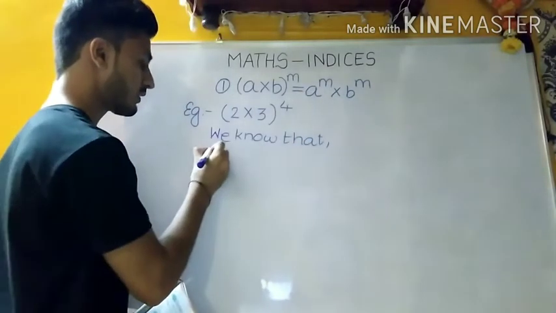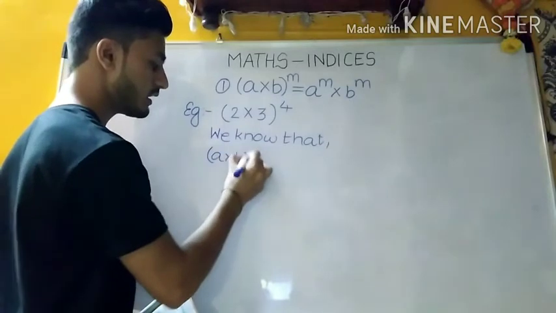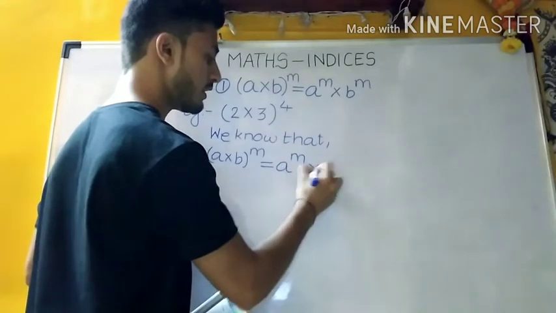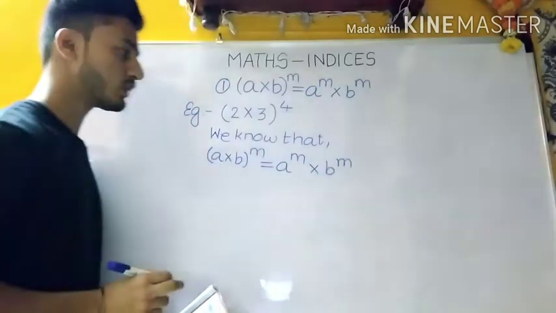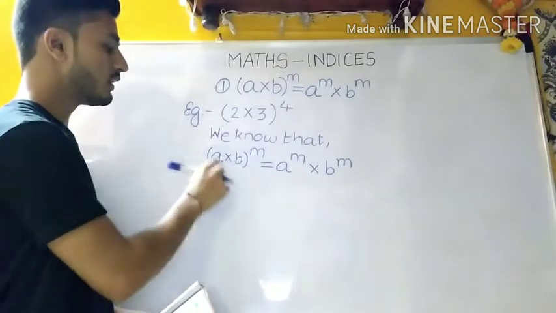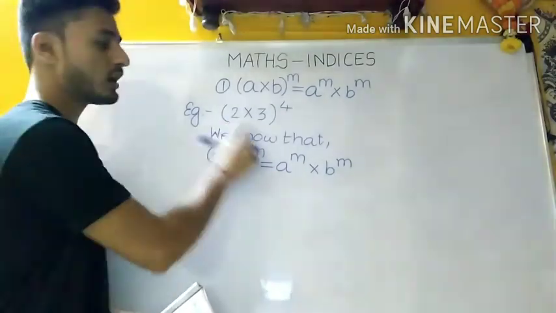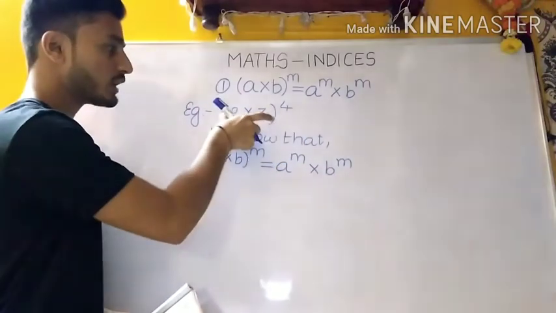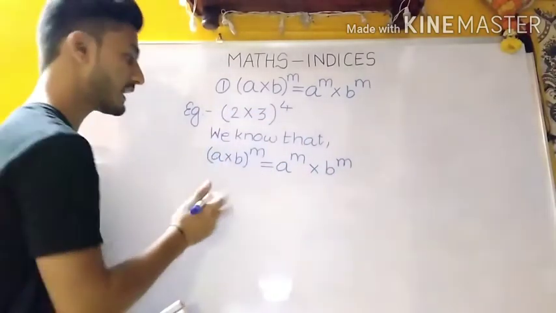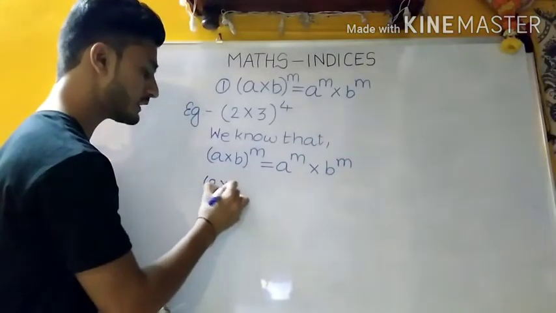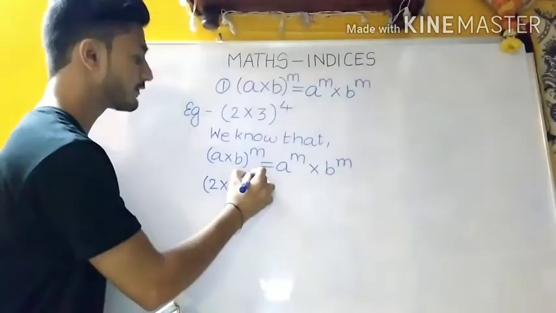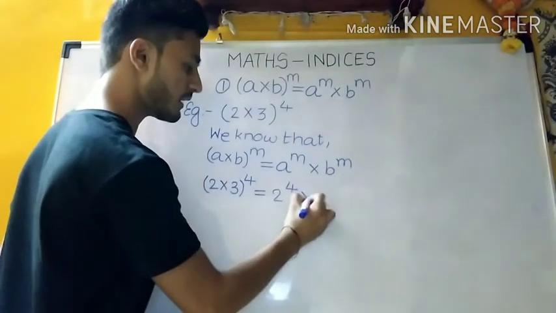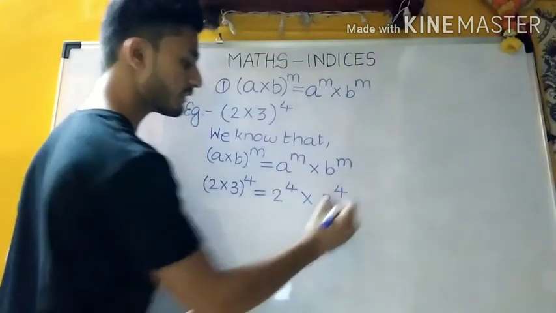What's the law? A multiplied by B raised to the power m is equal to A raised to the power m into B raised to the power m. Okay, so here if you observe, here our A is 2 and B is 3 and the power which is common, that is 4. So we will convert this question in the form of formula. We get 2 multiplied by 3 raised to the power 4 is equal to 2 raised to the power 4 multiplied by 3 raised to the power 4.